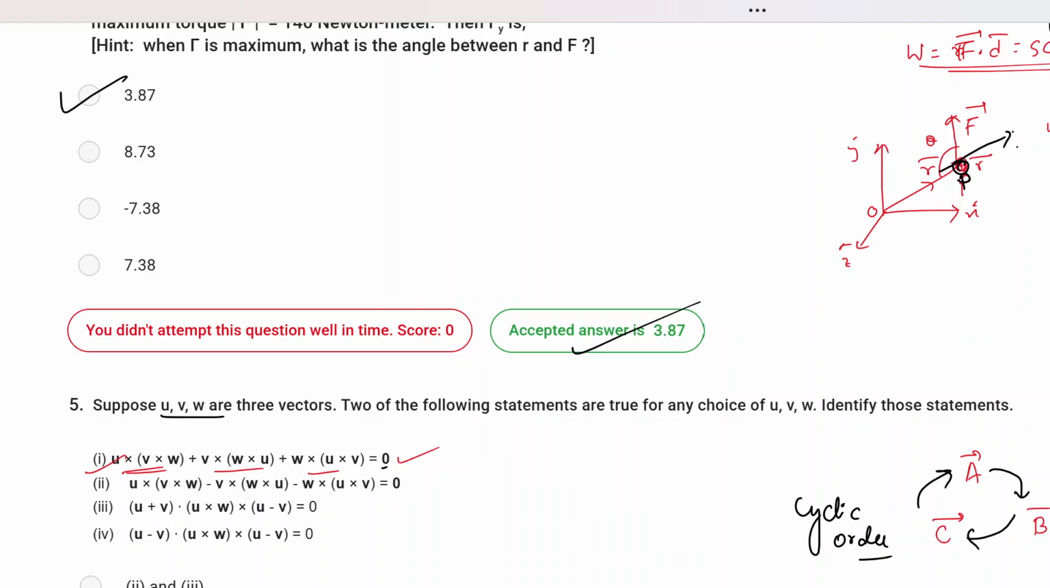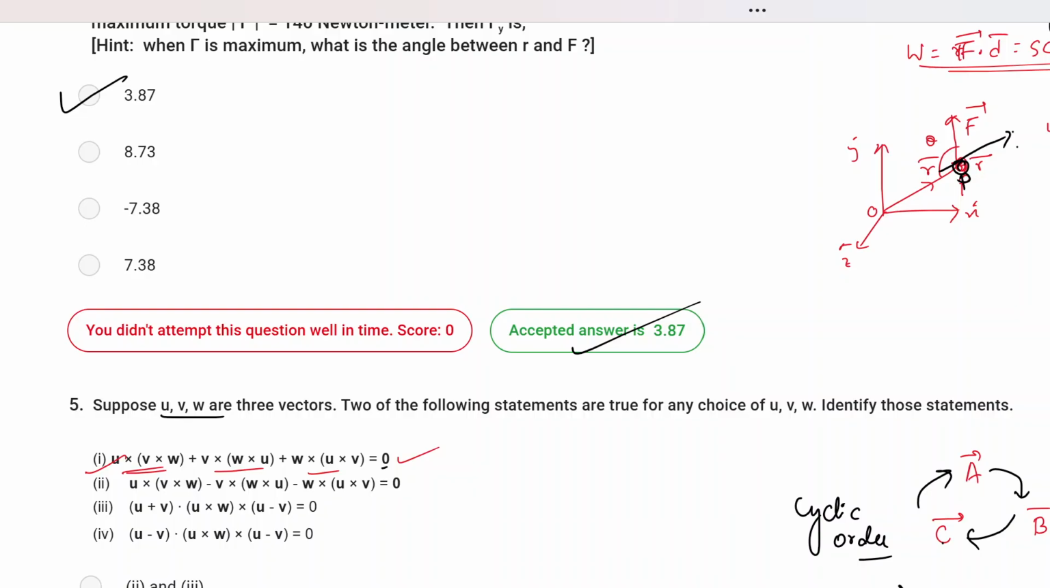Say the first triple product will be a cross, then b cross c in brackets. The second term can start with b, and maintaining the cyclic order, after b you have to come to c. Like after a you have to come to b and then c. If you start with b, you cannot go back to a. So this will be b cross c cross a. Similarly, if you start with c, then following the cyclic order you have to go next to a. So the term will be c cross a cross b.